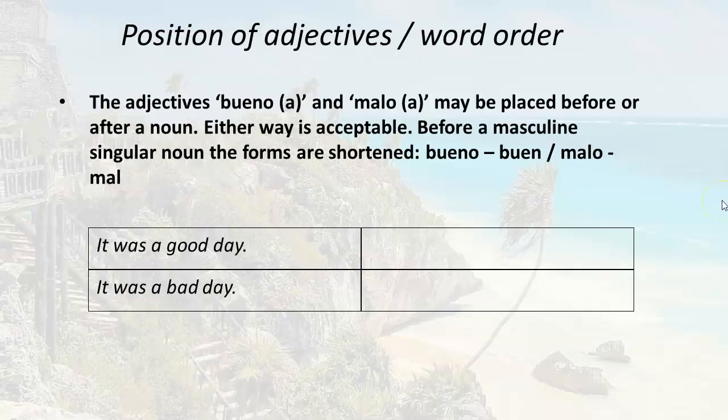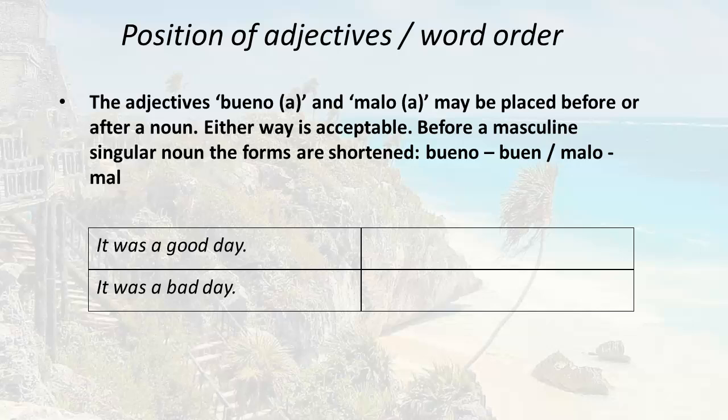So here's the new information. There are some adjectives that may be placed before or after the noun. And the 2 most common adjectives of this type are the adjective for good, bueno or buena, and bad, malo or mala. So you may place them either before or after the noun. Either way is acceptable. There is one important rule that you need to be aware of. If you place bueno or malo before a masculine singular noun, you have to shorten the form. So bueno will become buen, and malo will become mal.